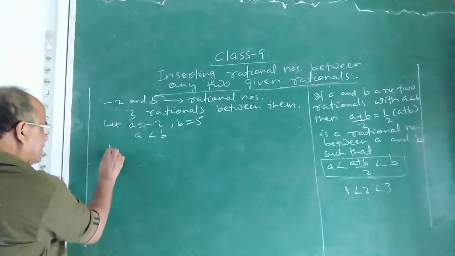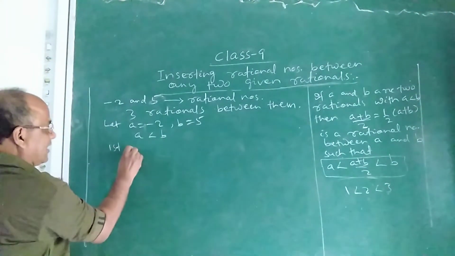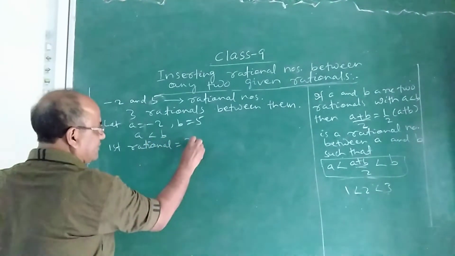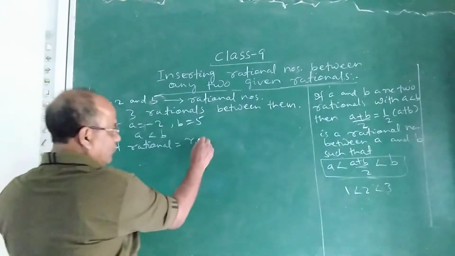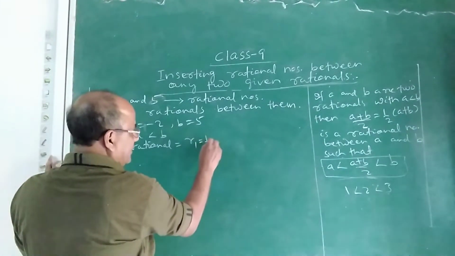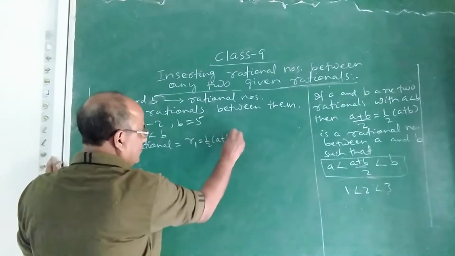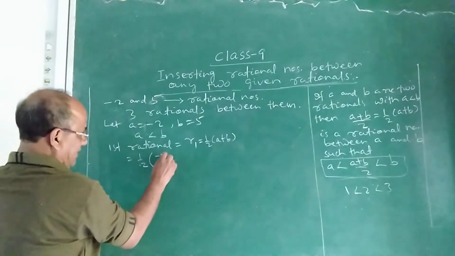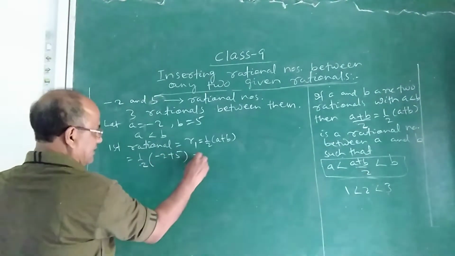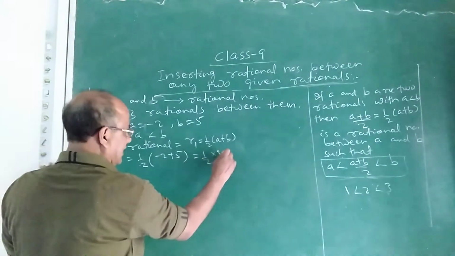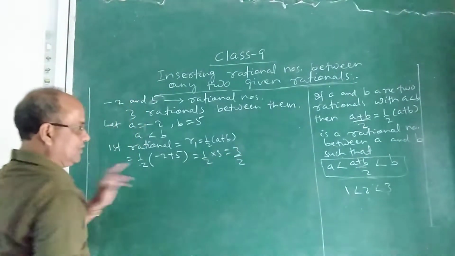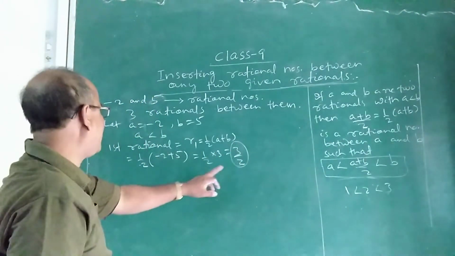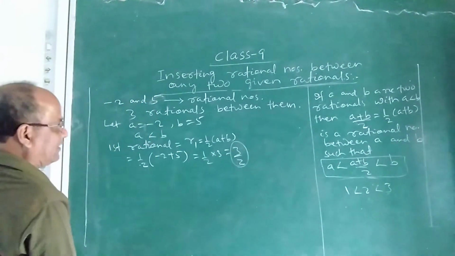So you see, what is the first rational number? Suppose the first rational we will denote by symbol R1. R1, how to find out? It will be half into A plus B. Now you put the value, half into minus 2 plus 5. It is half into 3, that is 3 by 2. So 3 by 2 will be the first rational number between minus 2 and 5.